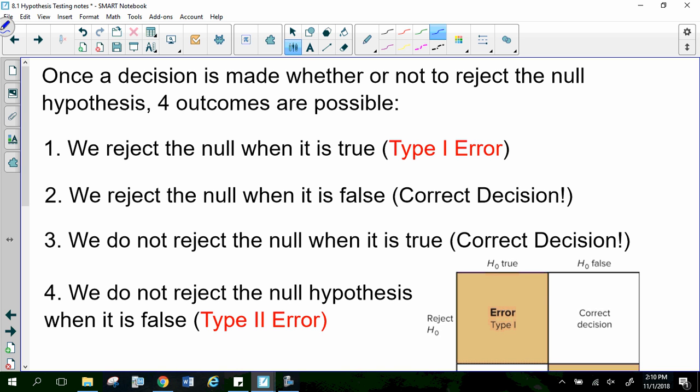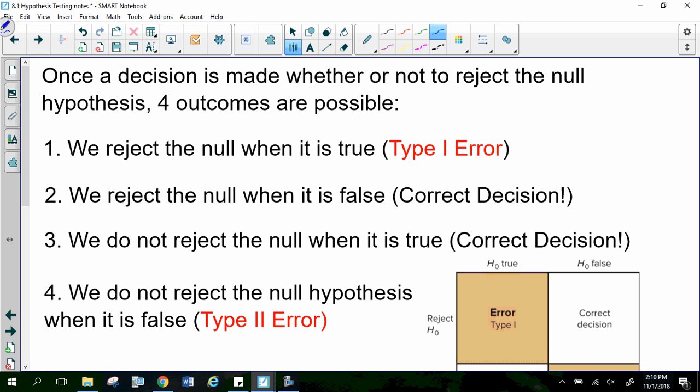Okay. So now consider a jury trial. Same 4 outcomes, a jury trial. What do we always assume? Innocent. Innocent until proven guilty. So your H0 is that they're innocent. Your H1 is that they are not innocent, or they're guilty.